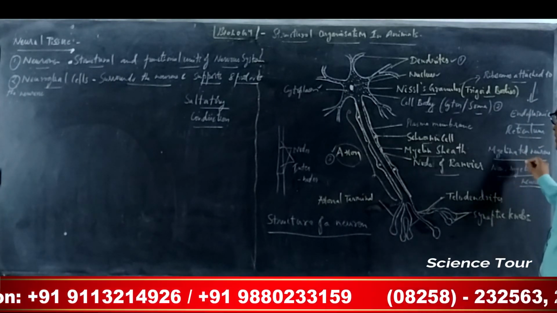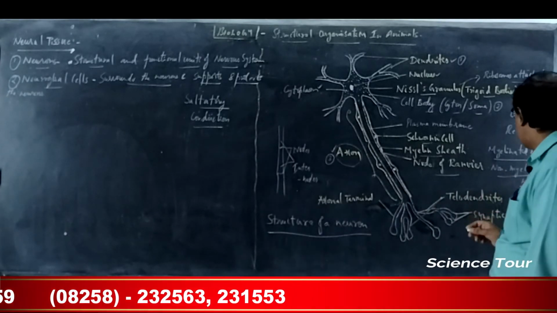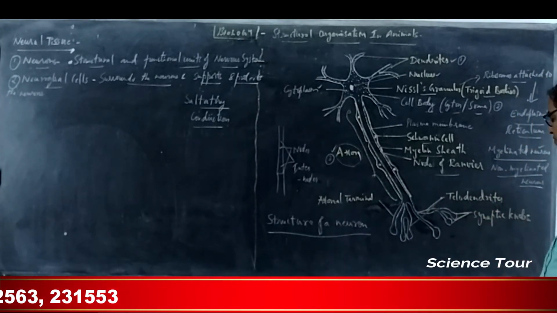If myelin sheath is present, then they are called as myelinated neurons. If it is absent, then those neurons are called as non-myelinated neurons.